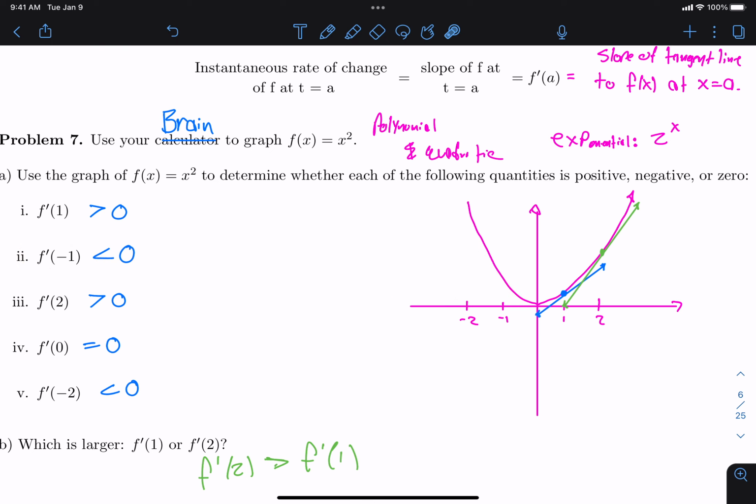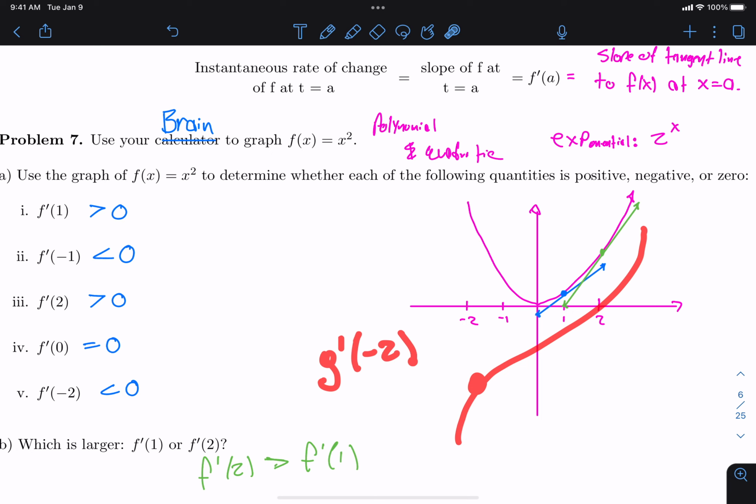And one thing that you may have seen on your homework is, just because you have a function which is negative, doesn't mean that the derivative's negative. Because if we took a look at this red function here, let's call it g, and we asked ourselves, what is g prime of negative 2? We would actually say that it is a positive number.